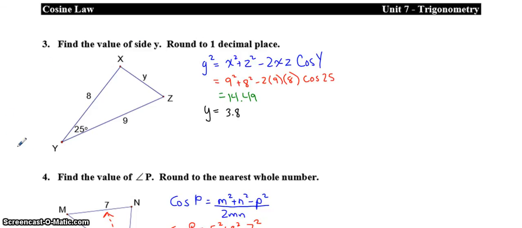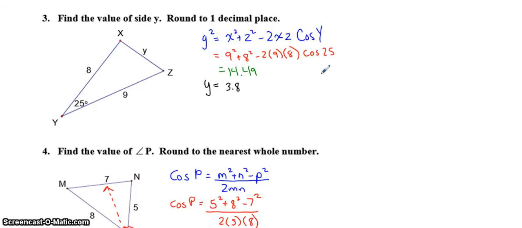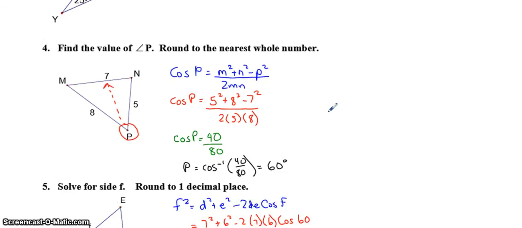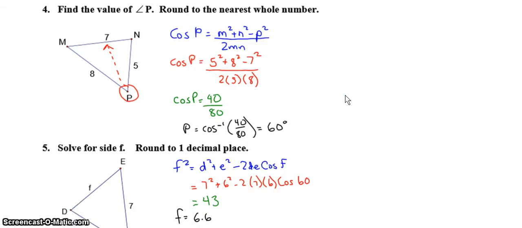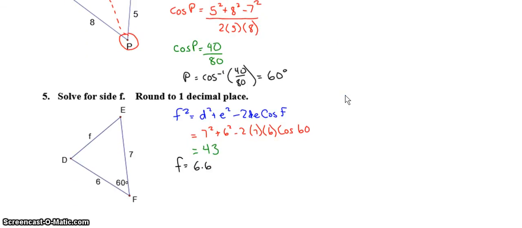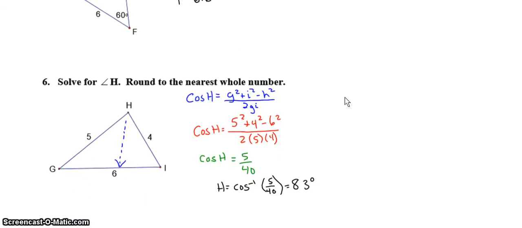Here's your answer for question 3. You're solving for side y, so the other two sides are x and z, and there's the opposite angle y. Here's example 4. You're solving for angle P, so you've got m and n. The only negative one is the side opposite P, and m and n on the bottom. Here's example 5. And here's example 6.